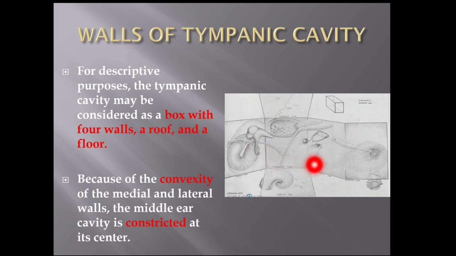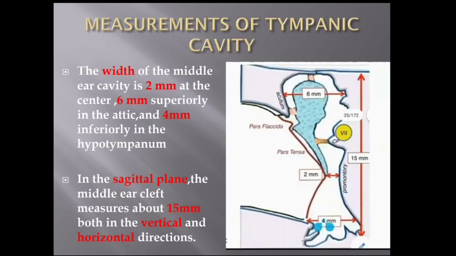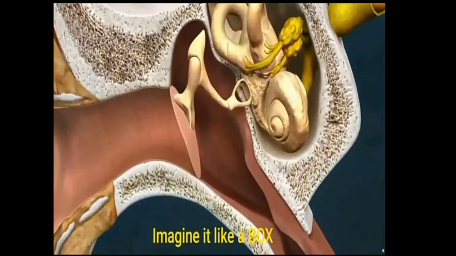Because of the convexity of the medial and lateral wall, the middle ear cavity is constricted at its center. Measurements of tympanic cavity: the width of this middle ear cavity is 2 mm at the center, 6 mm superiorly and 4 mm inferiorly. In the sagittal plane, the middle ear cleft measures about 15 mm both in vertical and horizontal directions. You may imagine this tympanic cavity like a box.